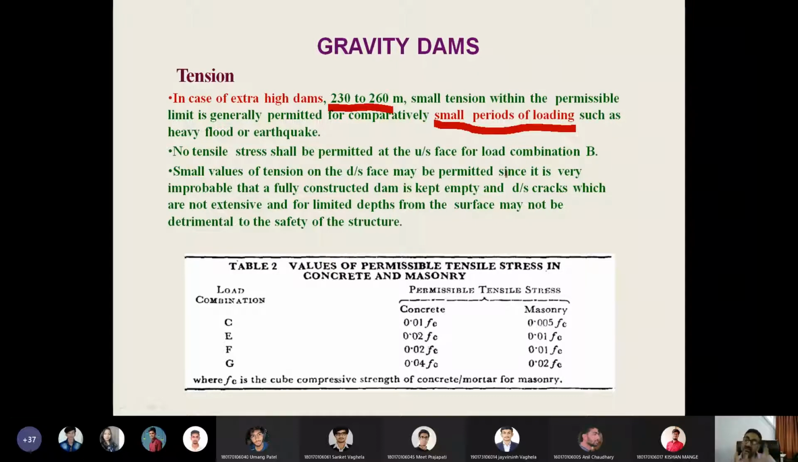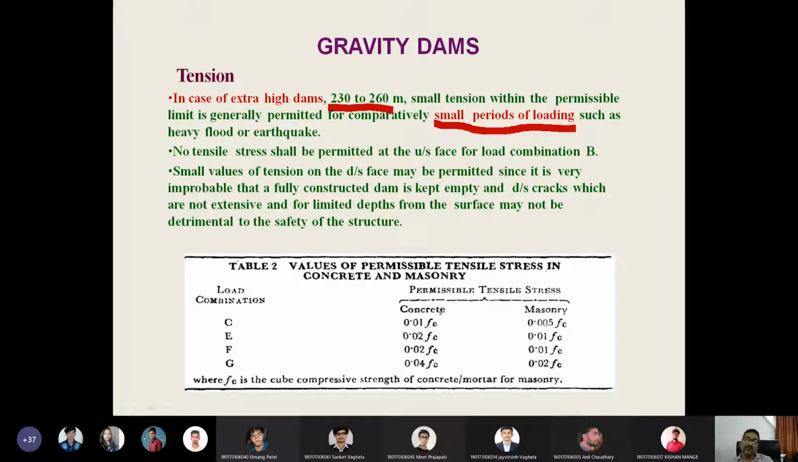This question is asked in every GPSC: can we allow tensile stresses in a high gravity dam? Then your answer should not be no. A small amount of tensile stresses is permitted as per IS 6512.